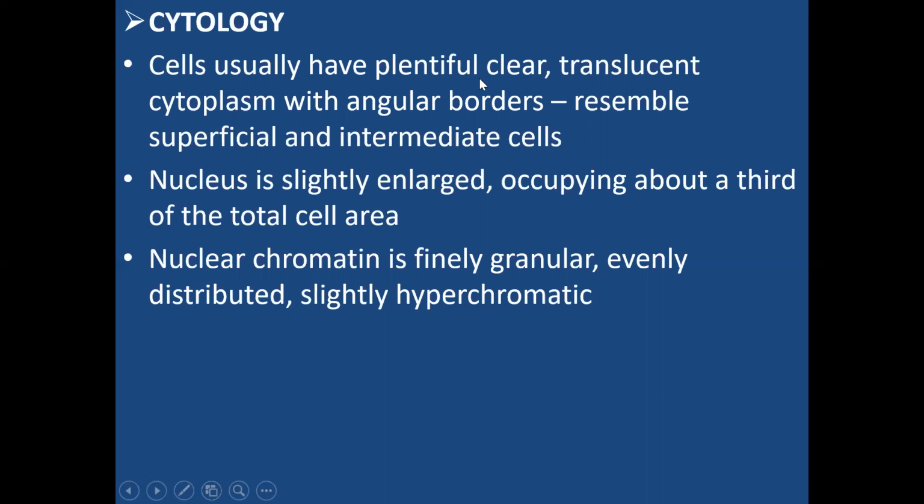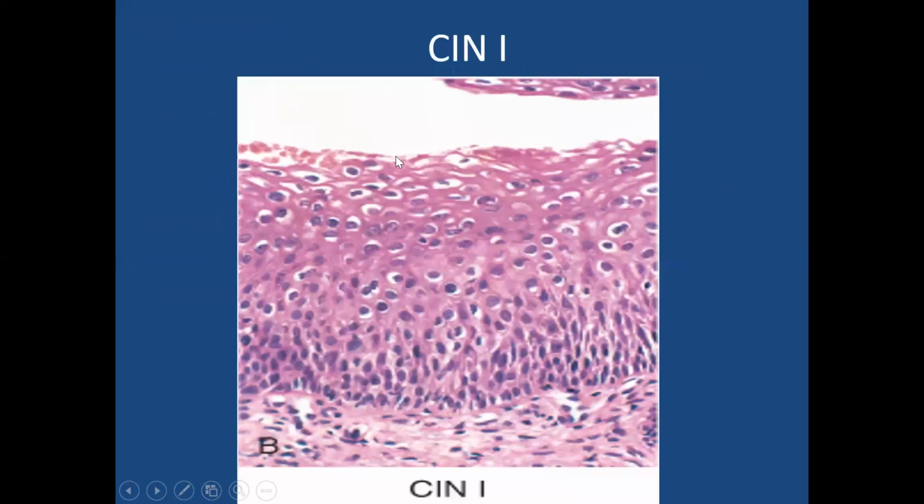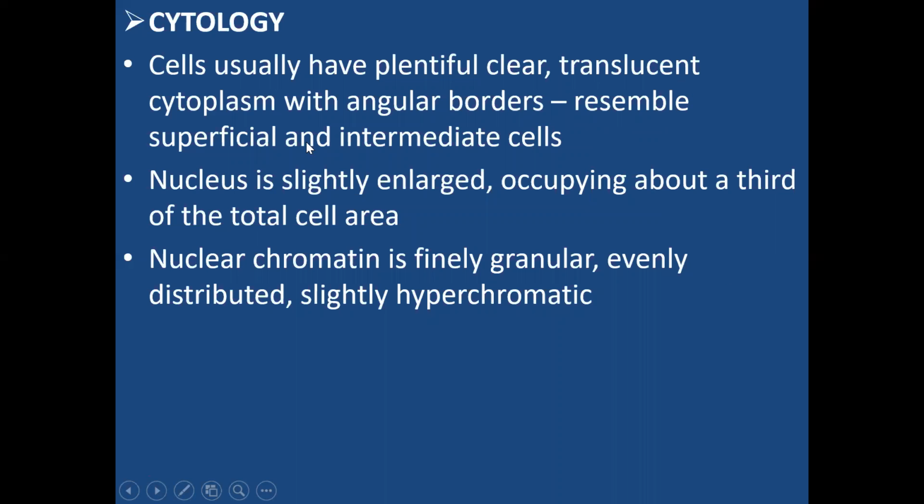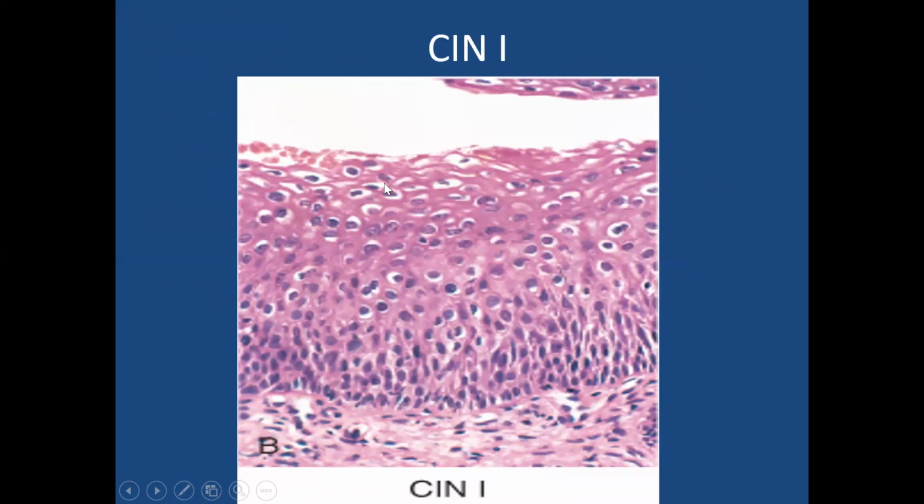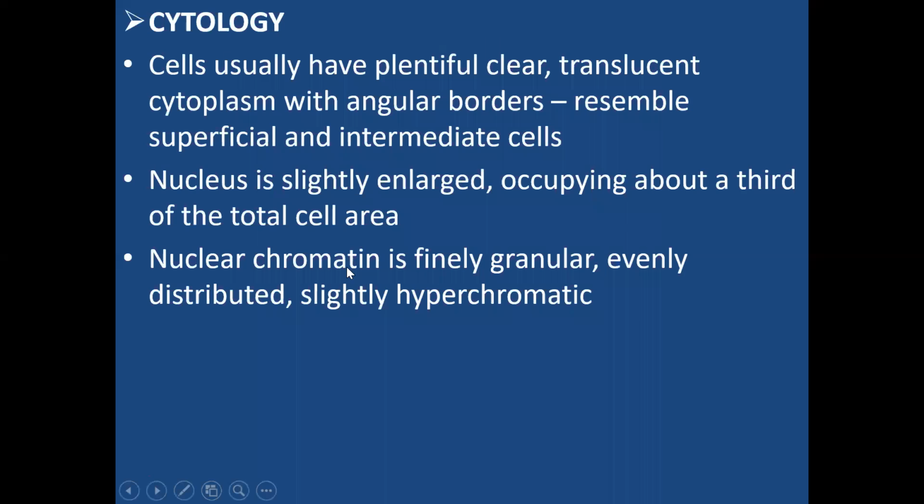Cells with plentiful, clear, translucent cytoplasm with angular border. So you see cells resemble superficial and intermediate, because you see here we have some maturity, and this is what we will see in cytology. We won't see everything. So those cells are usually mature cells. Okay, so mature cells are either superficial or intermediate. But the difference is that those are still mature cells, but the nuclei are enlarged. You see the big nuclei. In the normal stratified squamous epithelium, this is not normal. So even though they will still have the cytoplasm of a mature cell, it's the nucleus that will give them away. So the nucleus is slightly enlarged, occupying about a third of the total surface area.